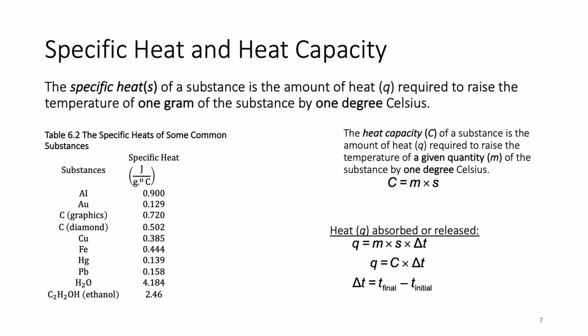I also have something called a heat capacity, and that is going to be an extensive property that depends on the mass I have. My Q is going to be found by doing MC delta T.